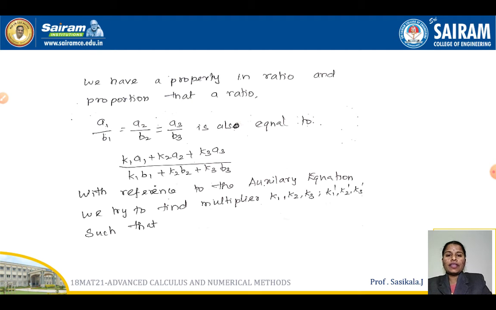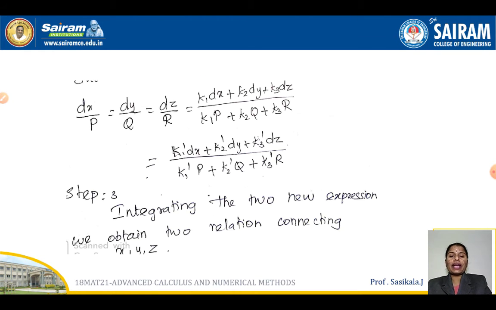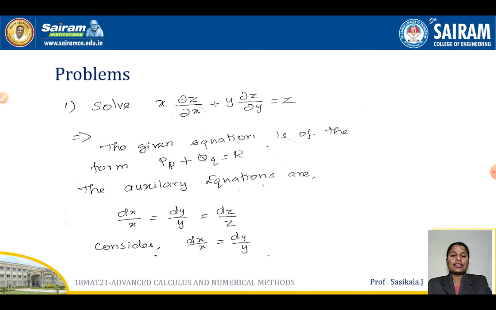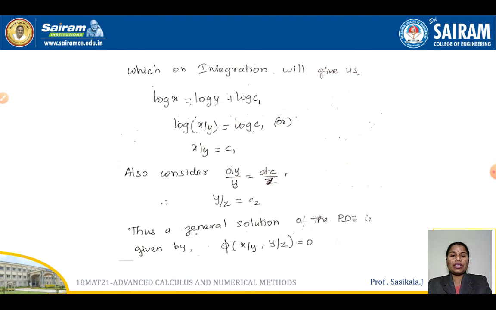In step 2 you can see it is also equal to k1 into a1. So a1 is nothing but here dx. This is dy, this is dz. Got it? Here you have p, q, r. This is also equal to, you can write it like this, when k1, k2, k3 you can choose. The auxiliary equation we can write. From the auxiliary equation we can take it, and after you take the integration, you will get your result. That is what has been done here.